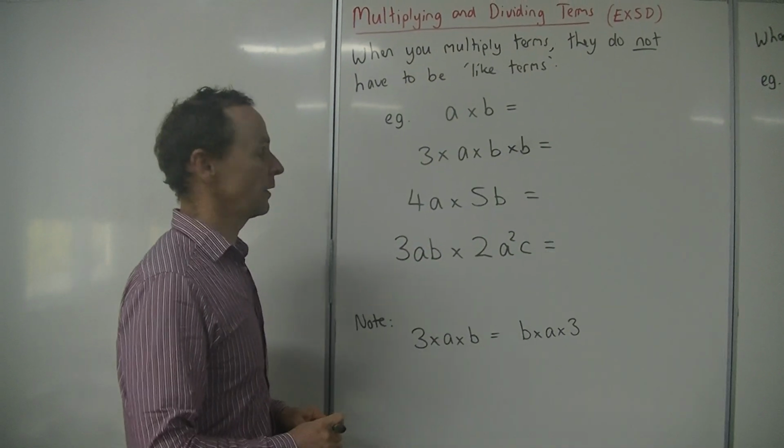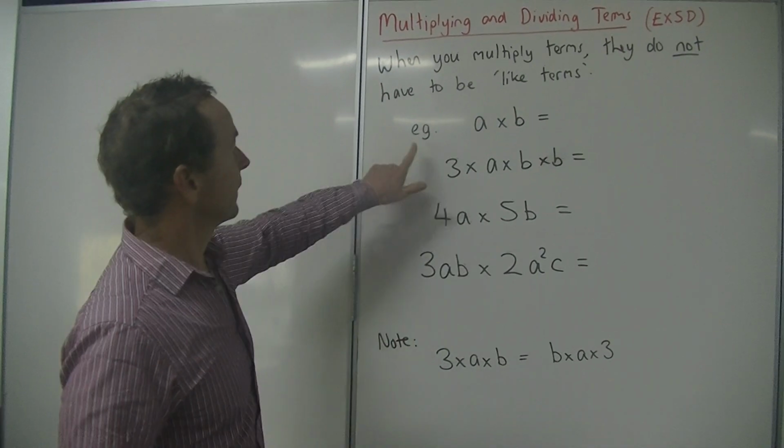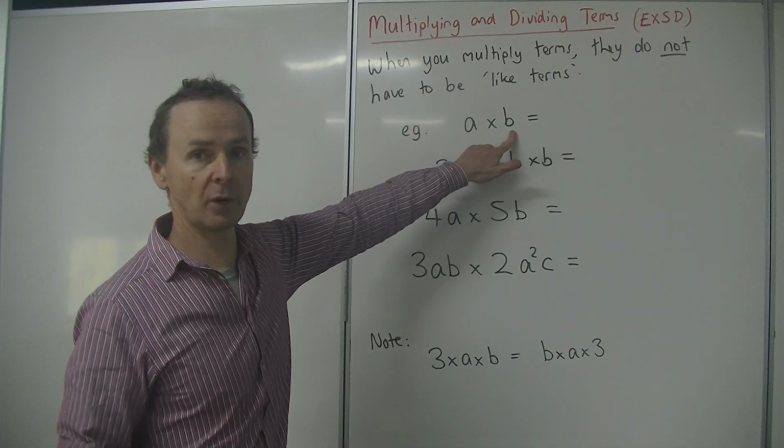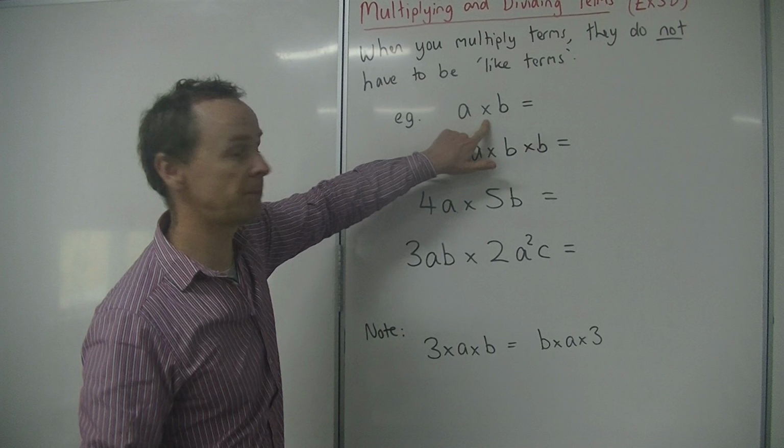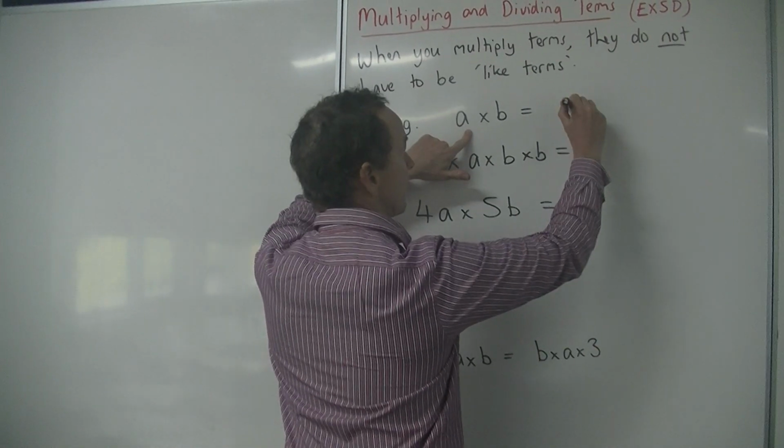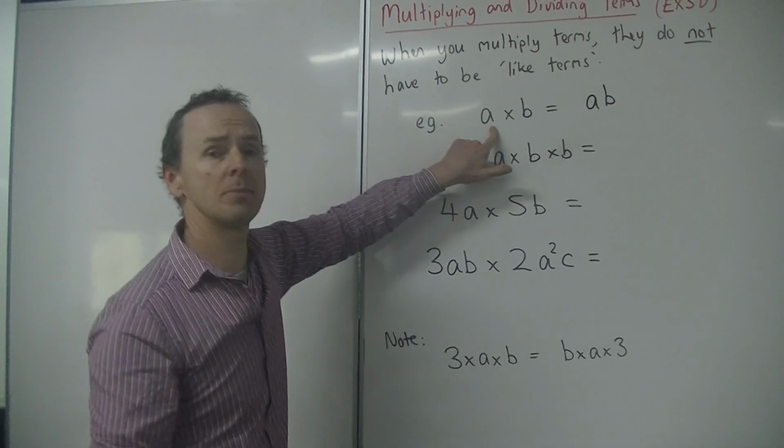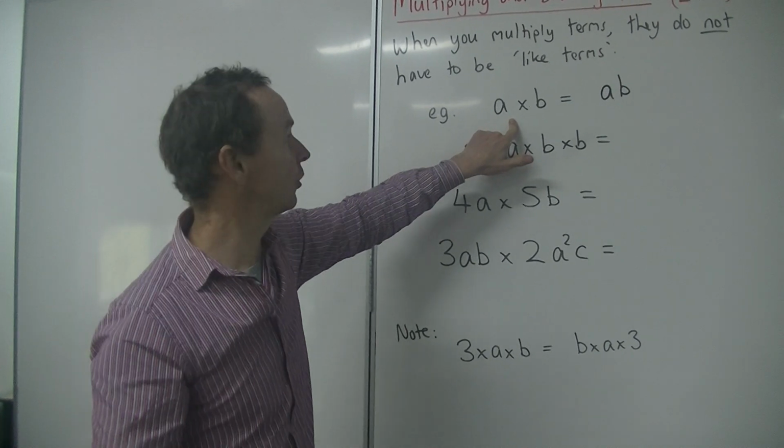So let's have a look here, everyone. So, examples, A times B. We've already done this. Remember, you write it without the times symbol, so the answer is just AB. They're not like terms, but it doesn't matter. You don't need like terms.